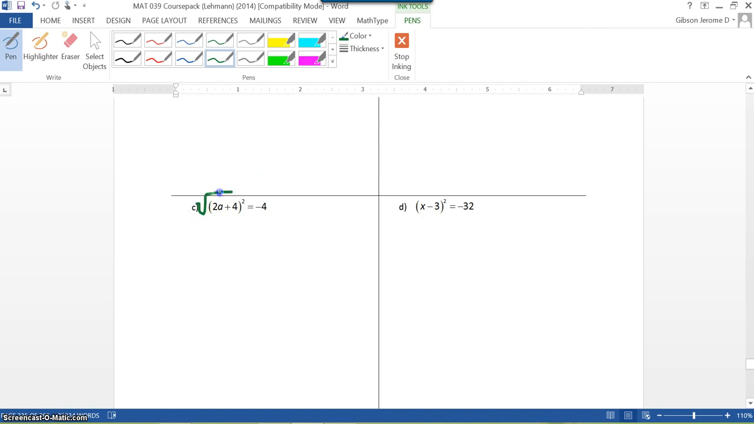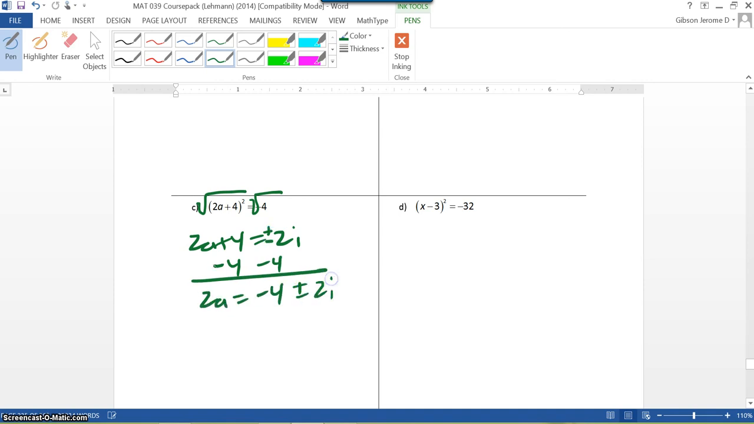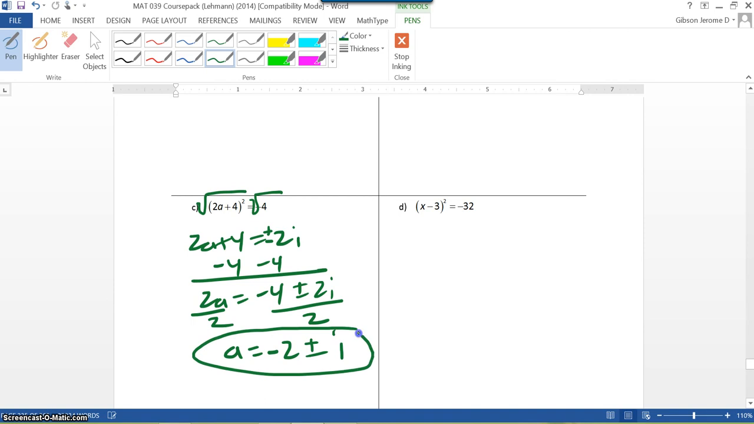Now we would take the square root of both sides here as well. And this will give us 2a plus 4 is equal to plus or minus 2i. Now we will subtract 4 on both sides. We have 2a equals negative 4 plus or minus 2i. And divide each side by 2. So we have a is equal to, now we see that all of these values are divisible by 2, so it would be negative 2 plus or minus i. And that would be the end of that problem.